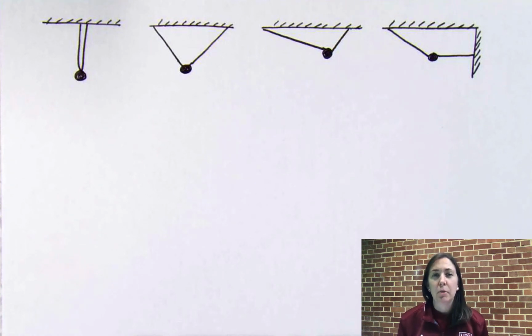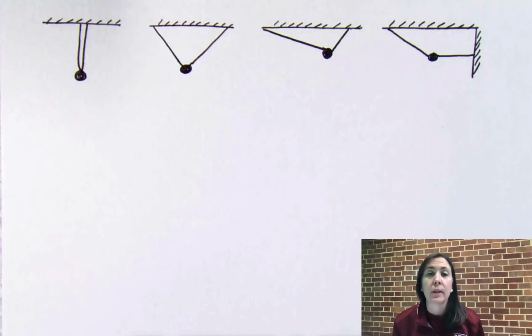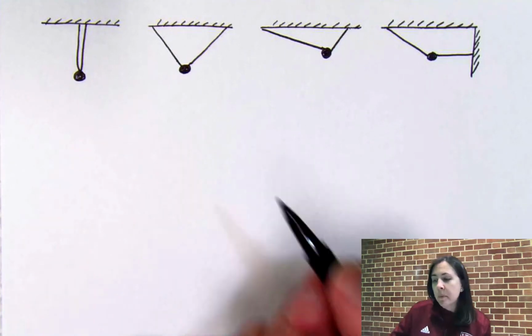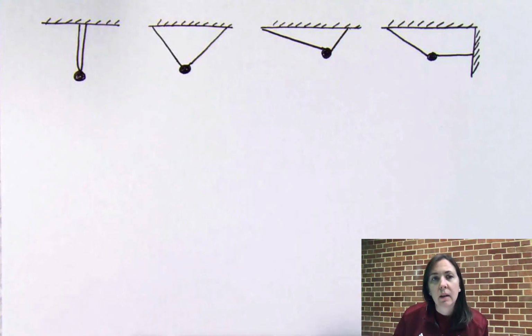Each of these objects is in static equilibrium, meaning that the sum of the forces on them is equal to 0. They're stationary, they're not moving, the acceleration is 0. I want to talk about today the force of tension in these two strings.